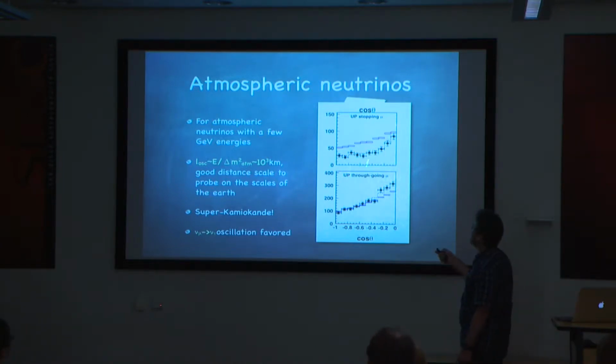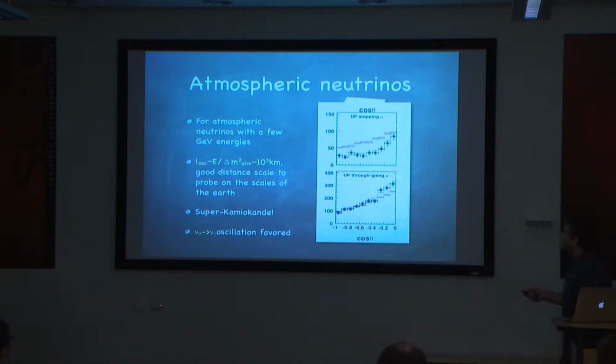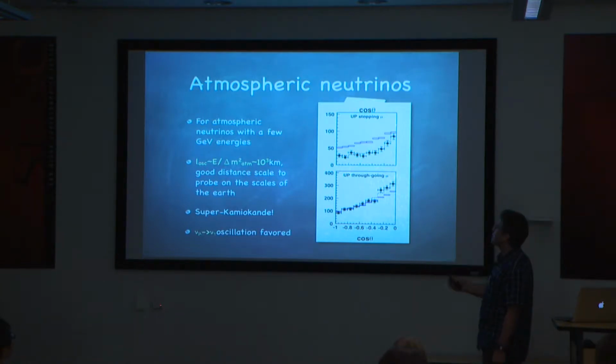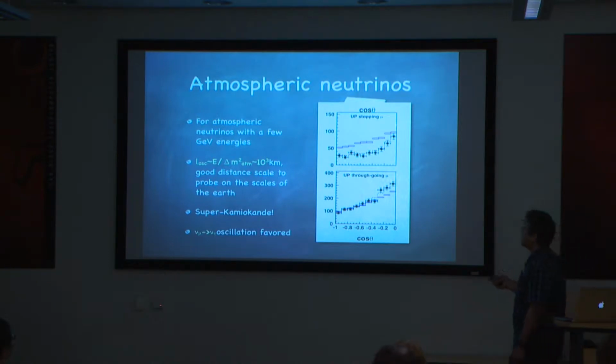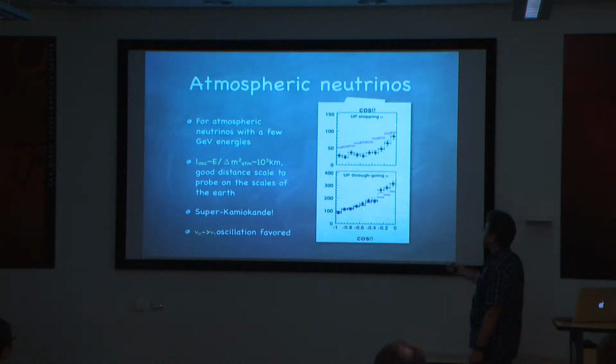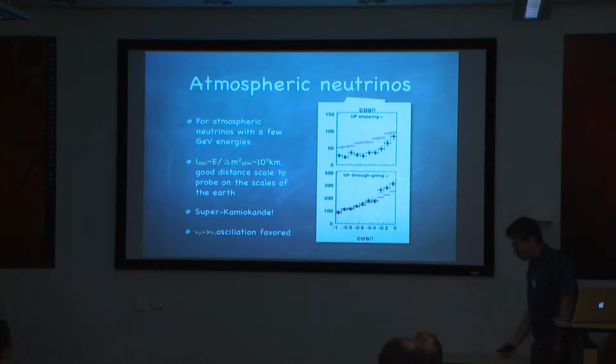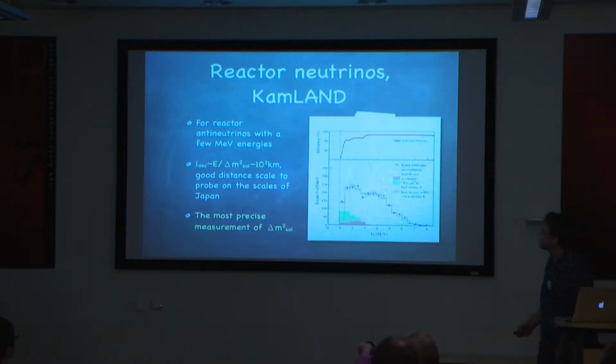Super-Kamiokande looked at the zenith angle distribution of neutrinos at different energies. Stopping muons were at lower energy, and at higher energy, muons enter the detector and exit on the other end. And they saw a kind of smoking gun signature of oscillations, that things vary with the mixing angle, where things that go through the Earth are more suppressed. And this convinced the world for the first time that there were oscillations.